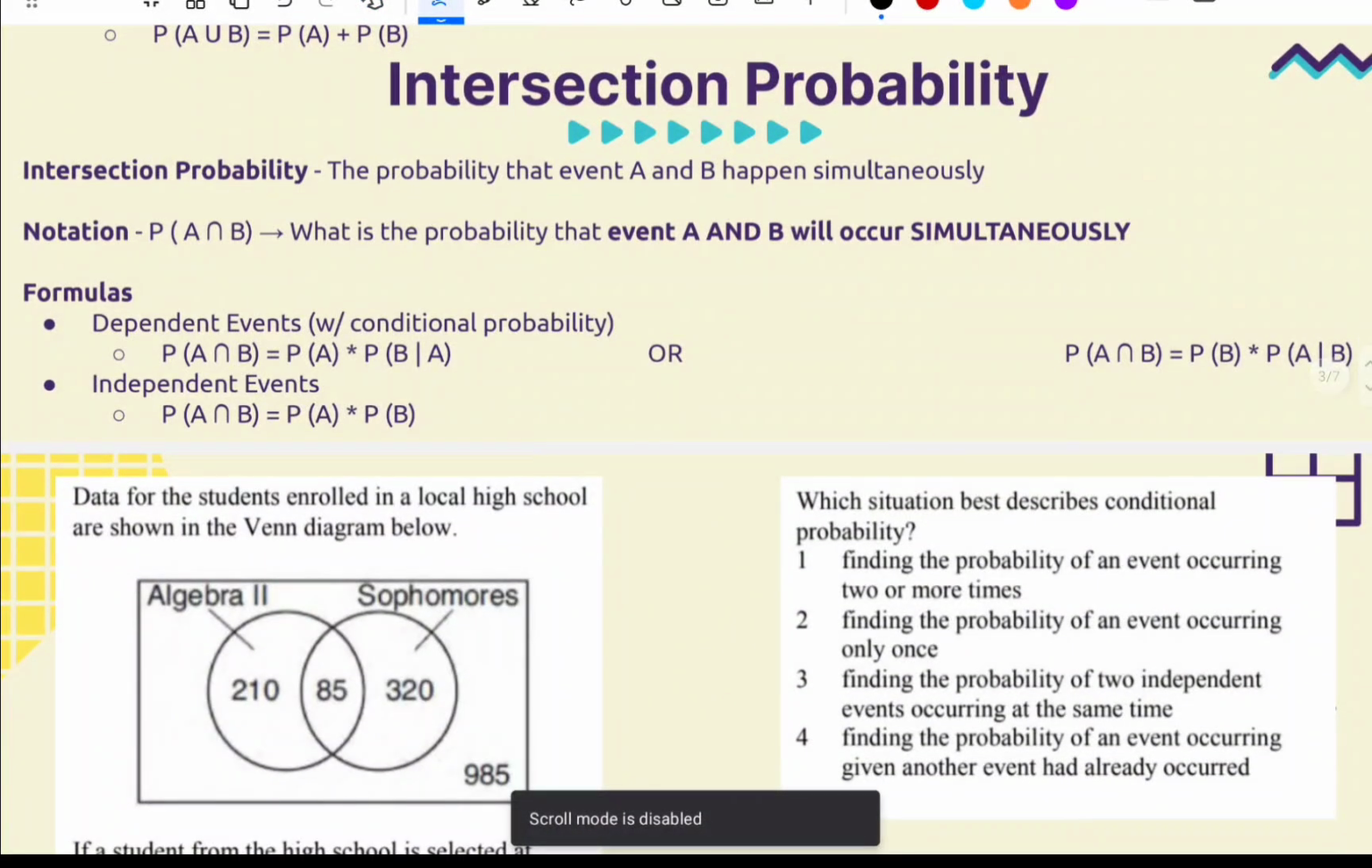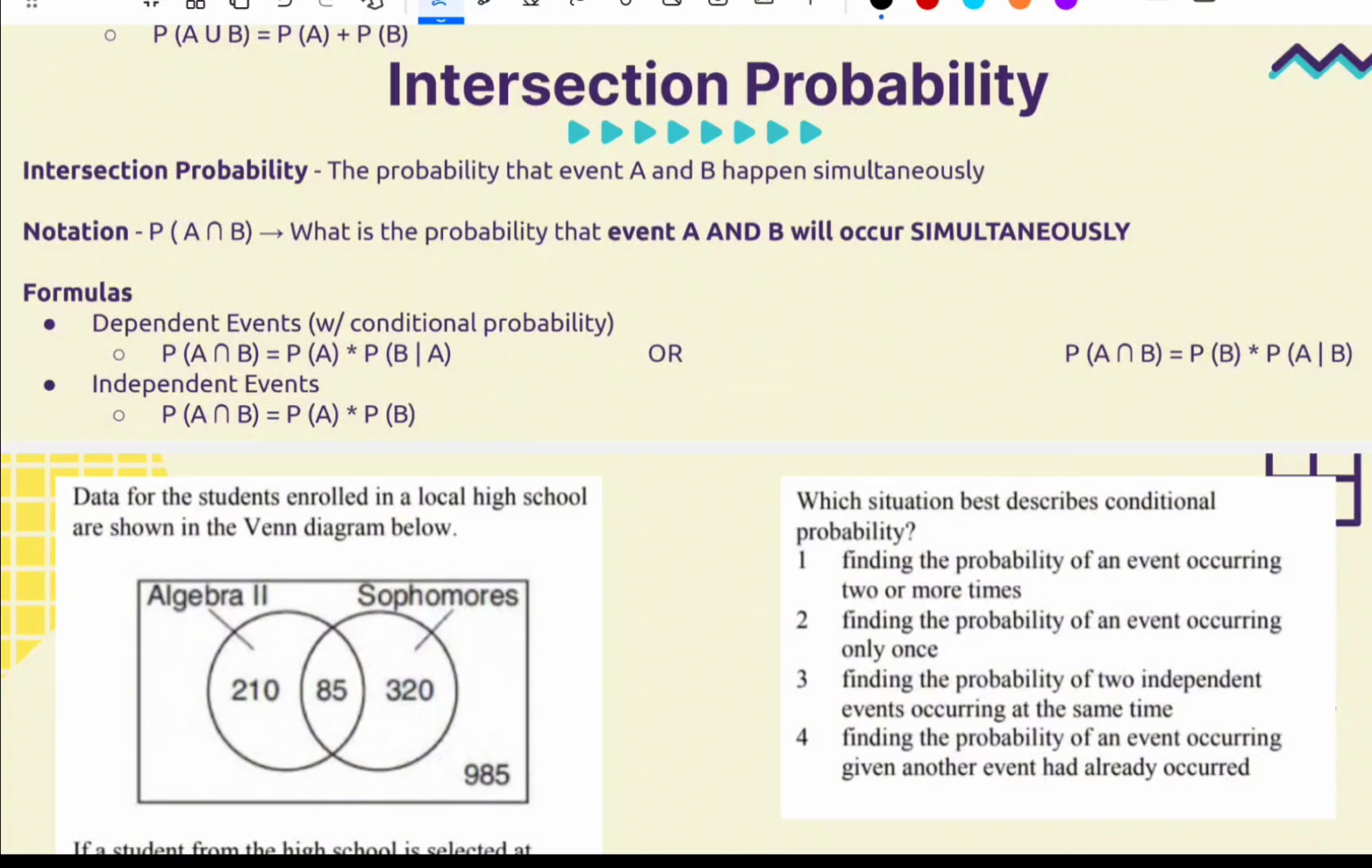Intersection probability is the probability of events A and B happening simultaneously. We notate that as the probability of A, an upside down U, B, which says what is the probability that events A and B will occur simultaneously. If you ever want to find intersection probability, if they're independent events, you multiply event A times event B. If they are dependent, you can test it with conditional probability.